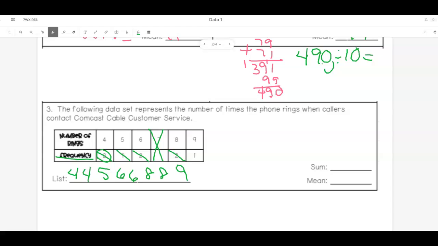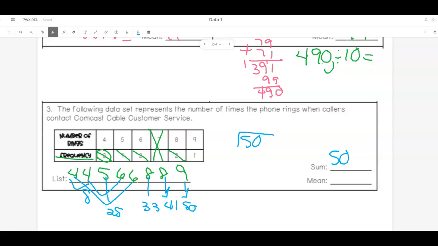Alrighty, let's see how you did. I can make 10 with 4 and 6. There's 20. There's 25. 25 plus 8 gets me to 33. Plus another 8 is 41. Plus another 9 is 50. So I'm at 50.